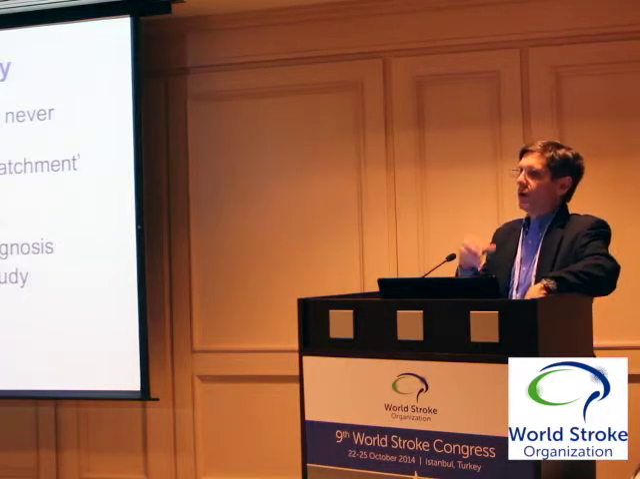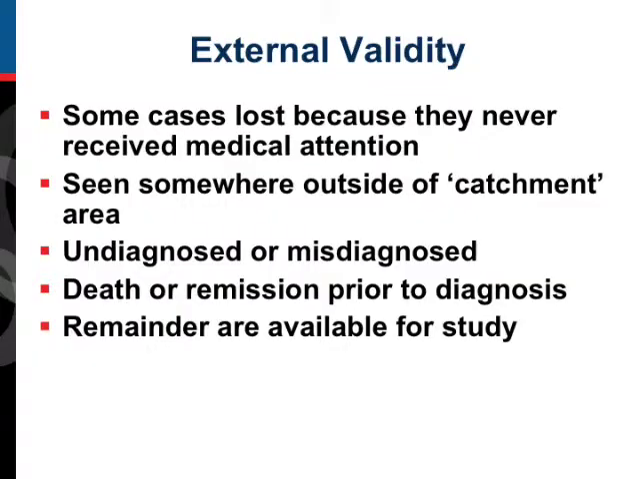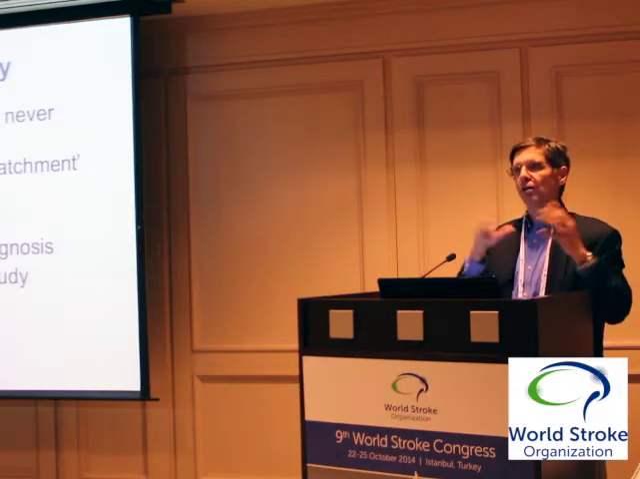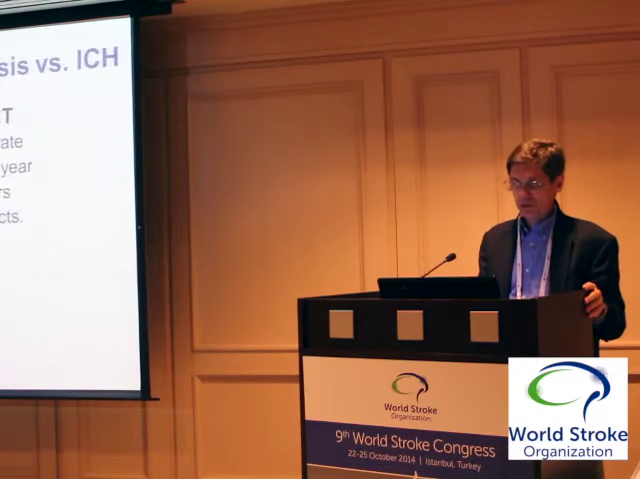You also lose cases in the population because they never saw a doctor, so they weren't diagnosed. They had their stroke in Florida on vacation, so you never picked it up when you were looking at the population in that period. They weren't diagnosed correctly. They died before they could get the diagnosis made. And then the remainder are available for study, but that means you have a biased and non-representative sample of all of the cases, let's say, of intracerebral hemorrhage.